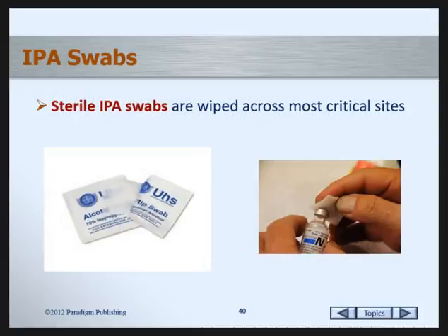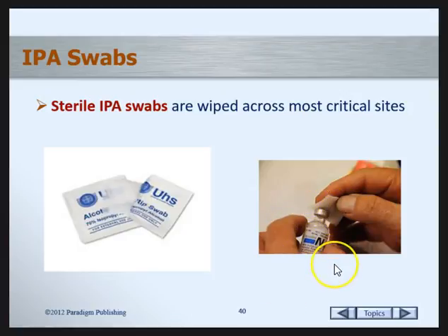Other equipment and supplies that we use in preparing compounded sterile preparations are IPA swabs. These are made with 70% isopropyl alcohol. Sterile IPA swabs are wiped across the critical sites of most of our equipment and supplies. Remember, we never swab a needle or any parts of a needle or the tip of a syringe.